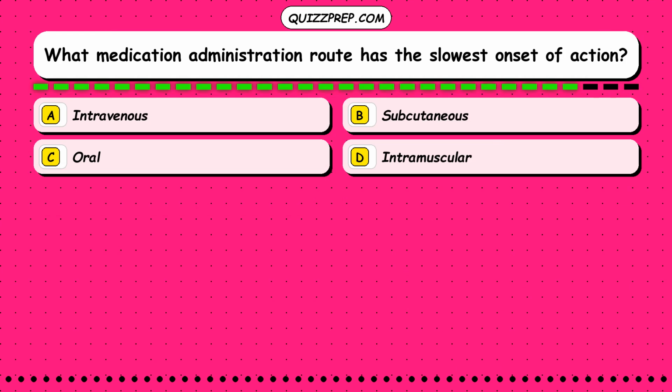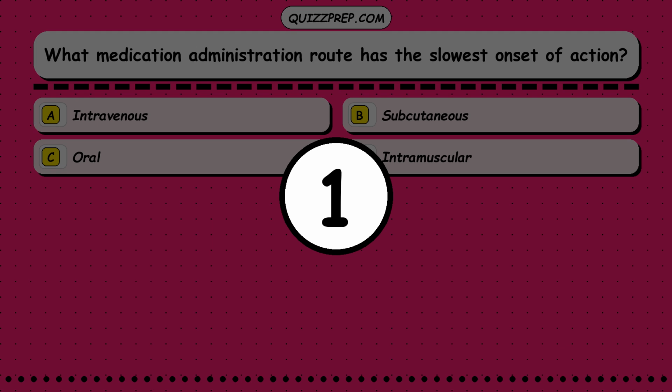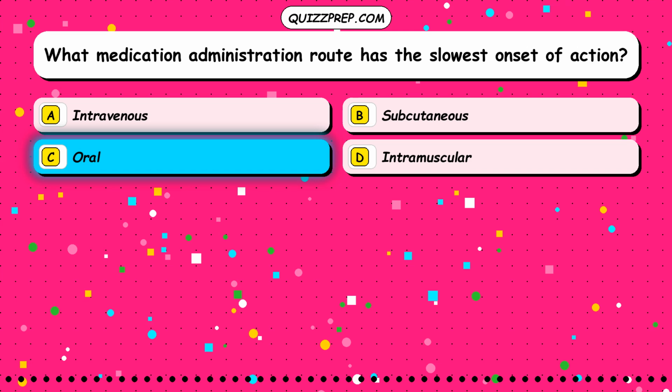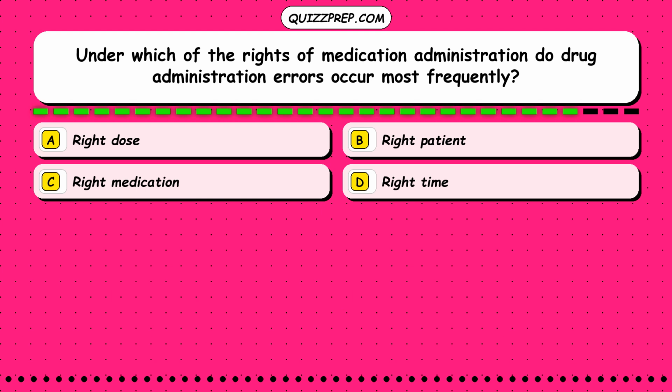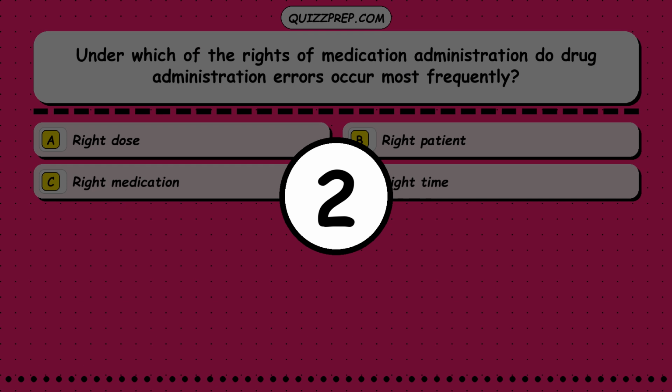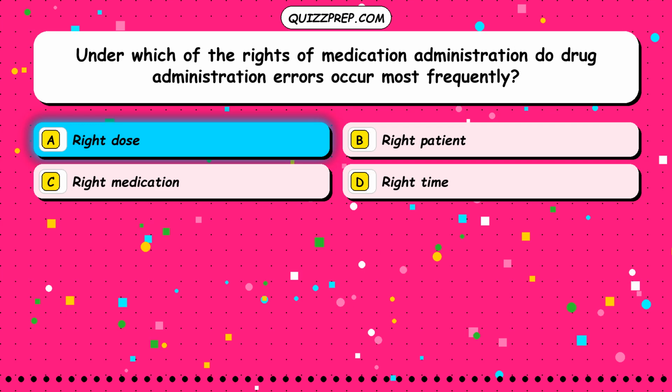Question 90. What medication administration route has the slowest onset of action? Option A, intravenous. Option B, subcutaneous. Option C, oral. Option D, intramuscular. The correct answer is option C, oral. Question 91. Under which of the rights of medication administration do drug administration errors occur most frequently? Option A, right dose. Option B, right patient. Option C, right medication. Option D, right time. The correct answer is option A, right dose.